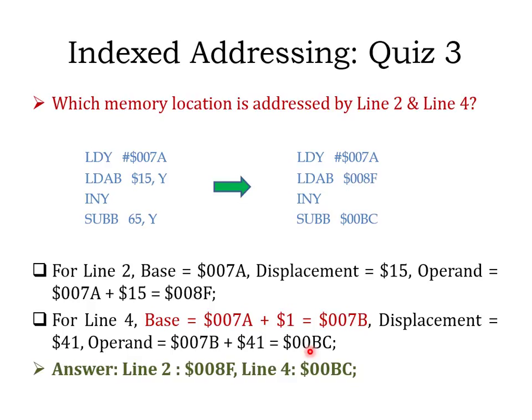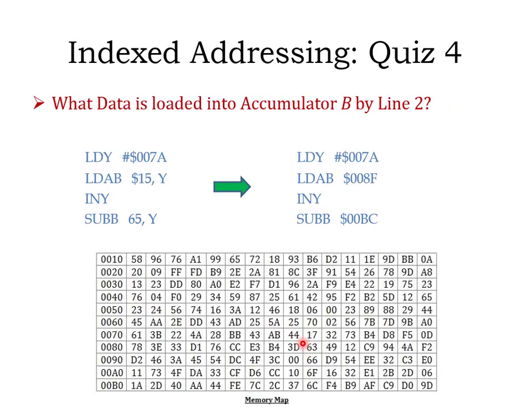Any question here? Okay, this was, I think, a nice exercise. Let's try another question here, okay? Now, let's say I have the same question again, but I changed the question. Let's read the question together. Now, what we are asking is, what data is loaded into accumulator A, I'm saying accumulator B, by line 2?